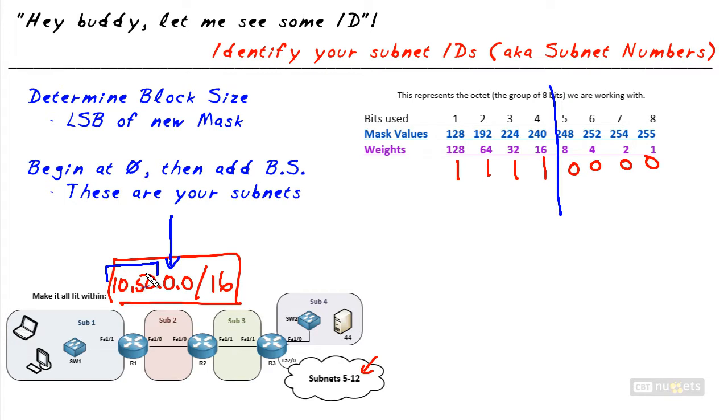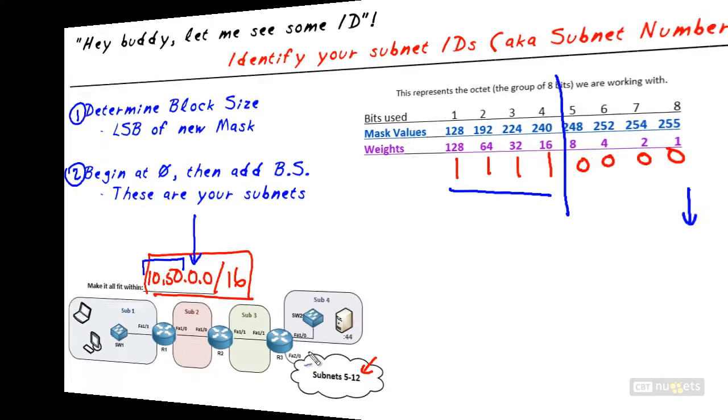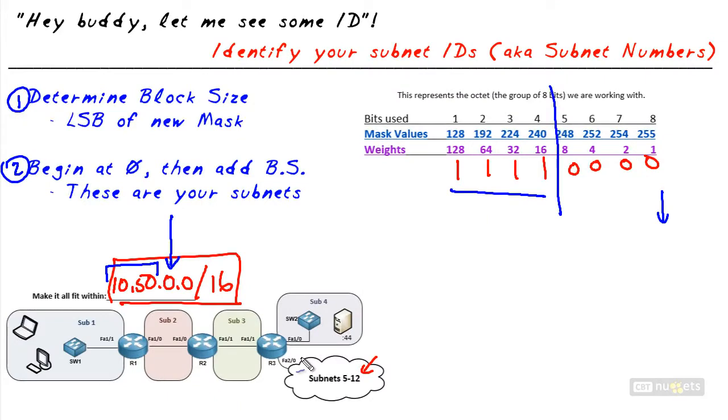So here's what I'd like you to do. I'd like you to do these 2 steps. This is your expert exercise right now. I'd like you to determine the block size based on us using 4 additional bits for custom subnetting. And I'd like you to list out on paper the first 6 subnets that we would be using on this topology.